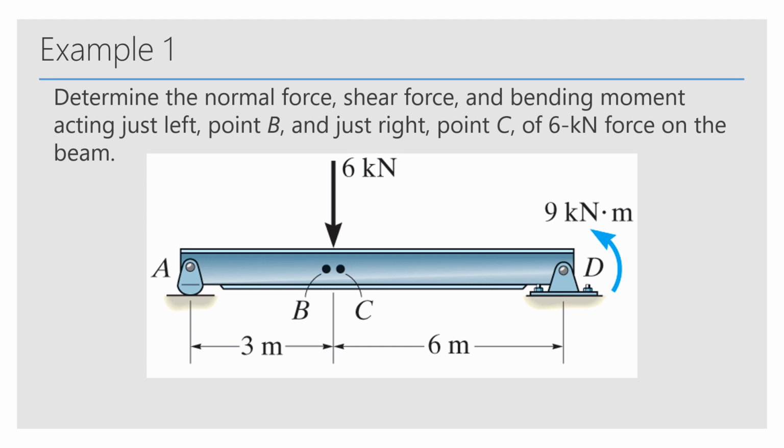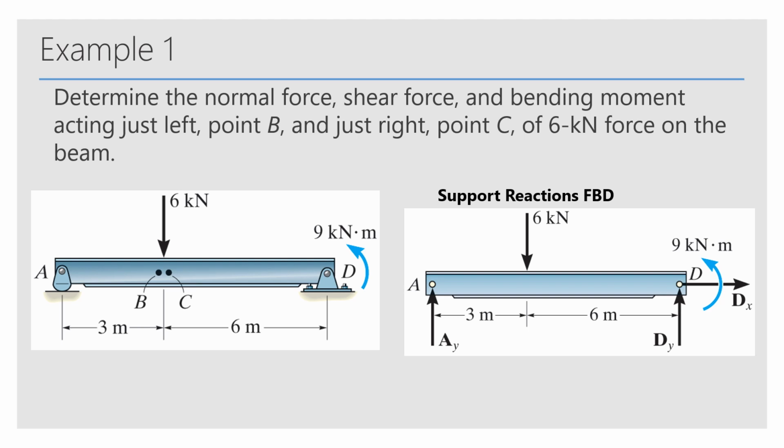Let's take a look at our example. It asks us to determine the normal force, shear force, and bending moment acting just left of point B and just right of point C of a 6 kilonewton force acting on the beam. First, we want to draw a free body diagram to find the support reactions. Here we have Ay vertically, Dy vertically, then Dx going horizontally, and we have the external force and the external moment.